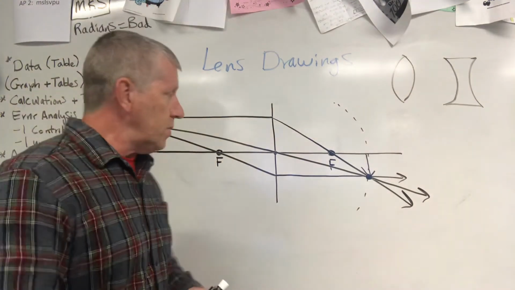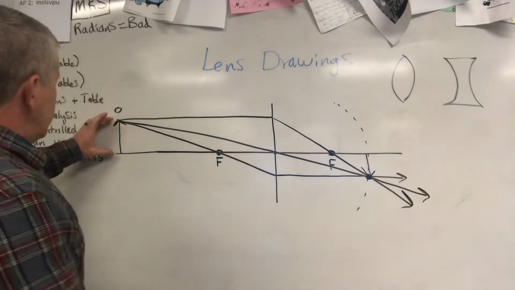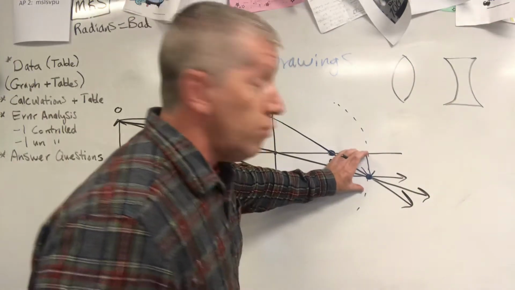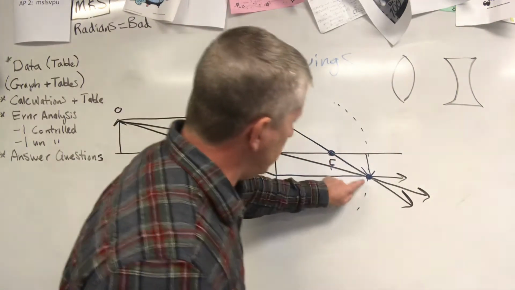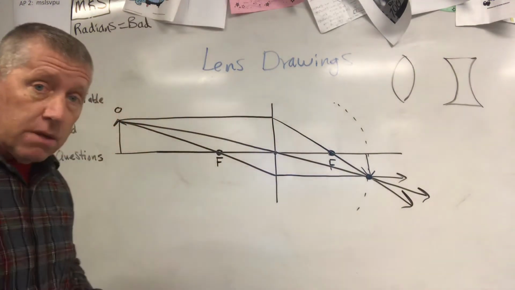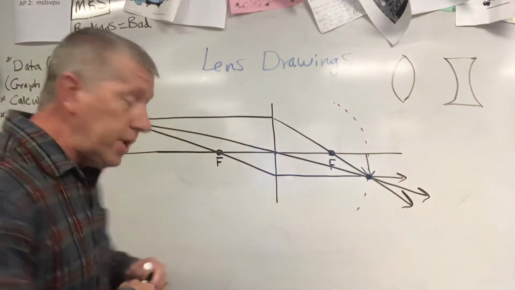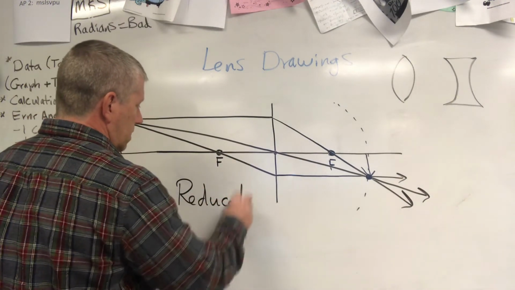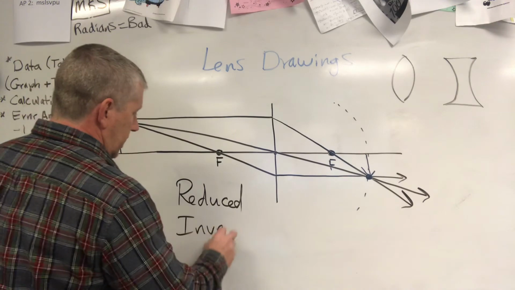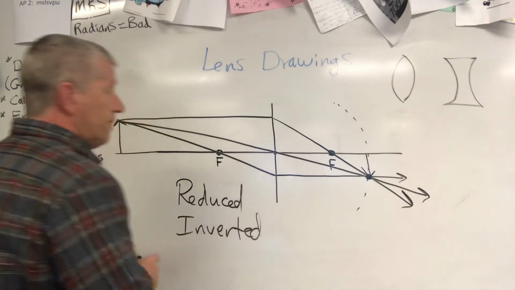All right. So now we can use our descriptor words, same descriptor words, just like we have before. This object would be reduced. If I look at the size of this arrow compared to this arrow, that's reduced. It's inverted, so reduced, inverted. Let's write those down. Reduced, inverted.